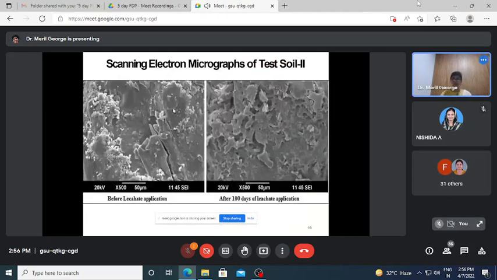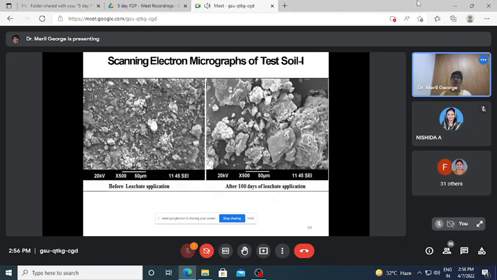So that was about the engineering properties, and for further analysis, I have conducted scanning electron micrograph tests on these soils, which were collected after 100 days only. So from these results, this is for test soil 2 and this is for test soil 1 SEM analysis result. And this shows that it is evident that municipal solid waste landfill leachate has a major influence on the soil properties.